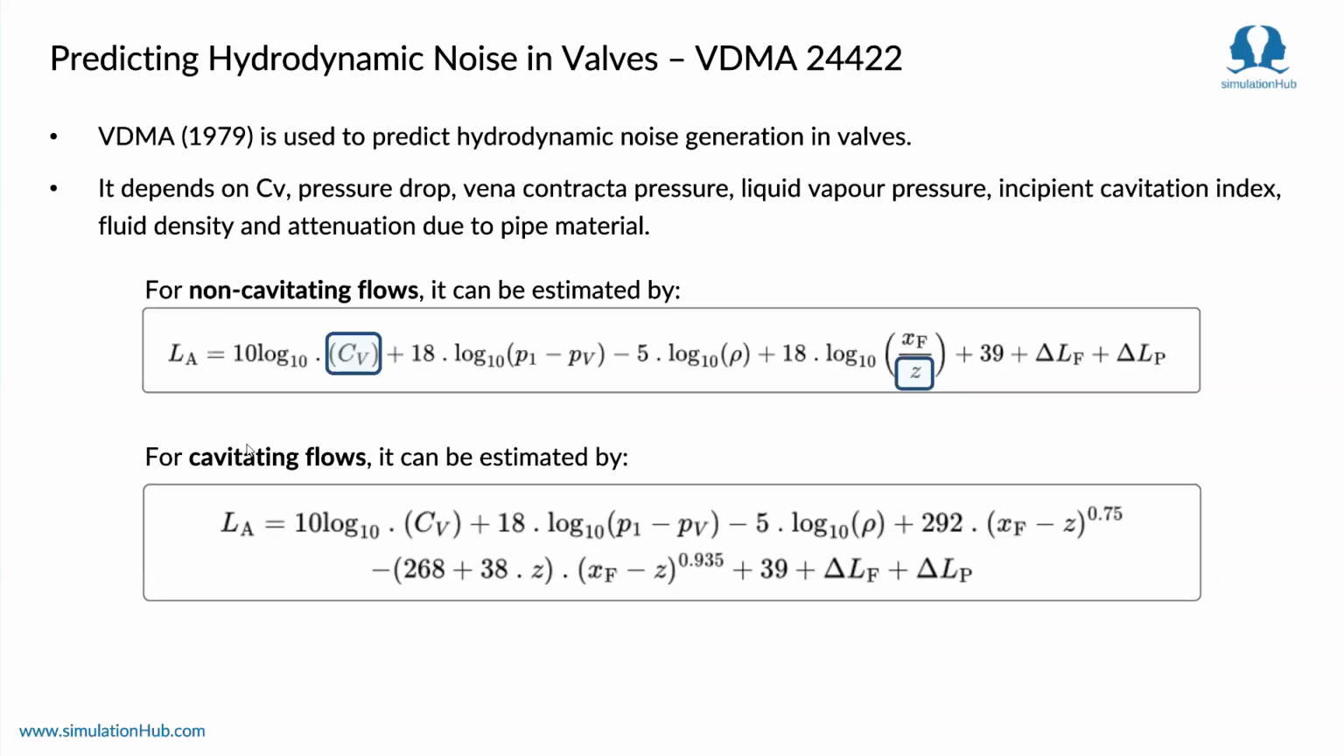So this dependence is there. There are two formulas. One is for non-cavitating flow. Even in the case of turbulent flows, due to high-speed jets, vortices, and flow separation, there could be noise generated, and these equations can be used.